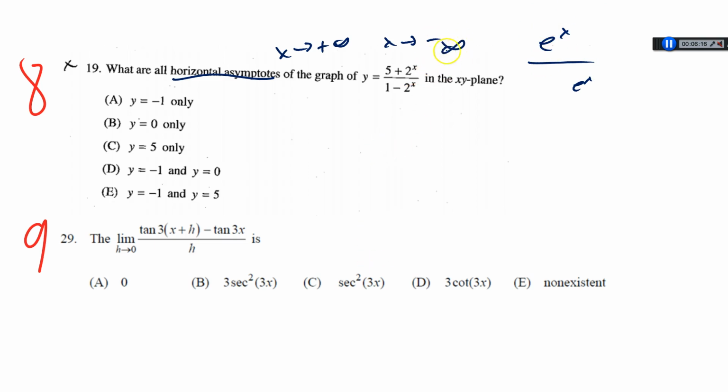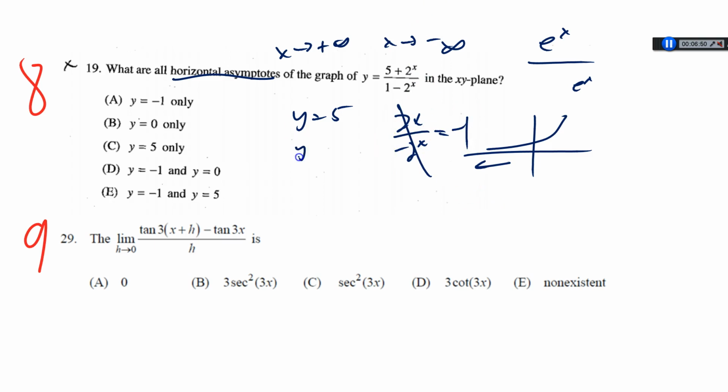So let's look at negative infinity first, because that's easy. As x goes to negative infinity, 2 to the negative infinity is insignificant, right? Because 2 to the x looks something like this. So as x goes to negative infinity, these guys don't matter. So as x goes to negative infinity, we have an asymptote of y equals 5. As x goes to positive infinity, now these are very, very important. The 5 and the 1 won't do anything. So we have positive 2 to the x over negative 2 to the x, and those cancel out to be a negative 1. So y equals 5 and y equals negative 1 are the two that you're looking for. E.